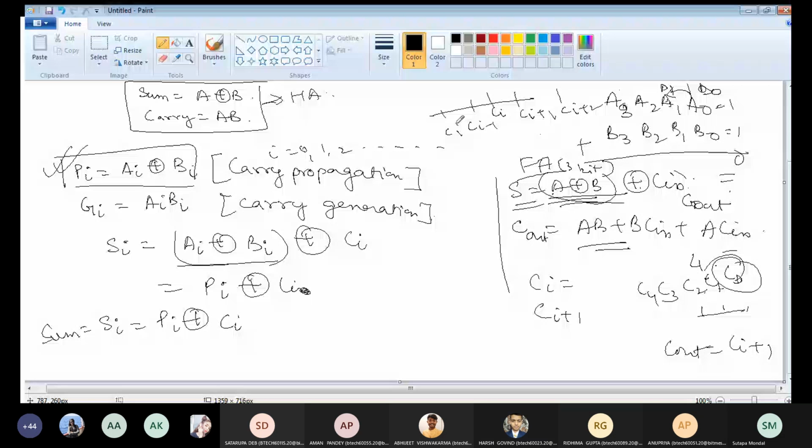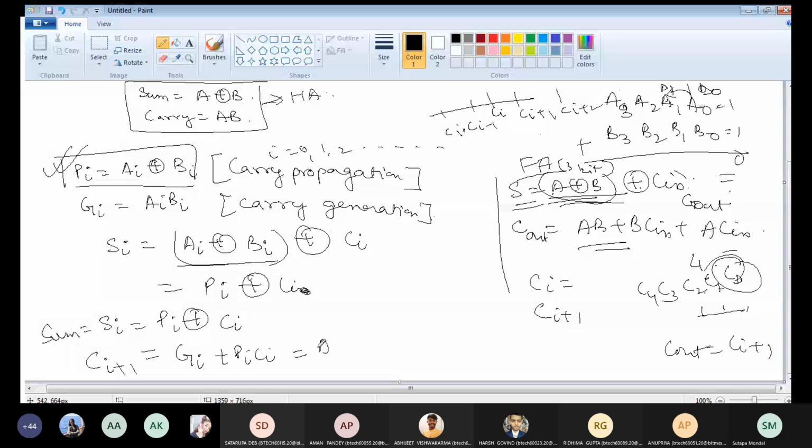So here what we will do: if your sum is SI, then for the final carry out, if CI appears in the expression, the final carry out is CI plus 1, one more than that, because that is how the carry happens. So what will you write for CI plus 1 now? We will be writing GI plus PI CI. So let us break this one. GI means AI BI, plus PI means AI XOR BI, into CI.